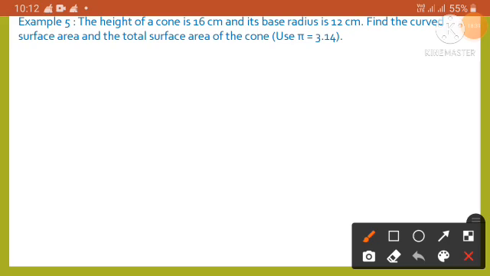Next example: the height of a cone is 16 centimeter and its base radius is 12 centimeter. Okay, so find the curved surface area and total surface area of the cone.